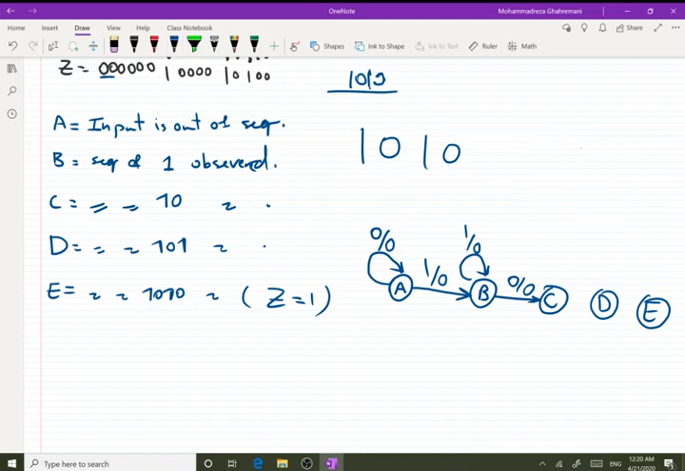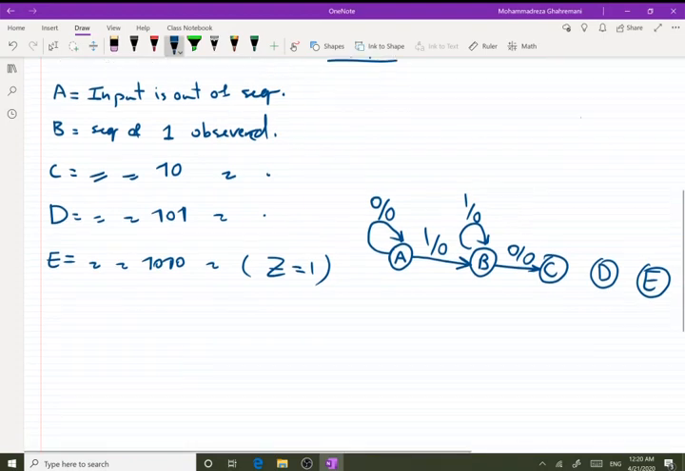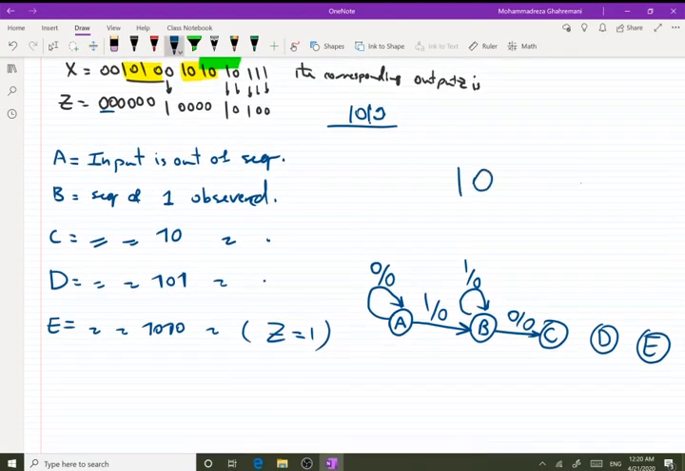Okay, now we are in state C. In state C, 1 0 is observed. In order to move to state D, what bit has to be observed? Of course, 1 0 1. So if the input is 1, we move from state C to state D, and the output is 0.